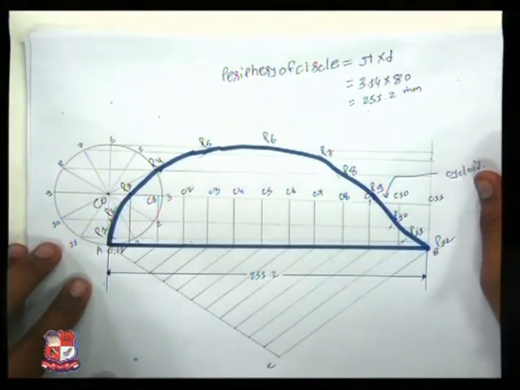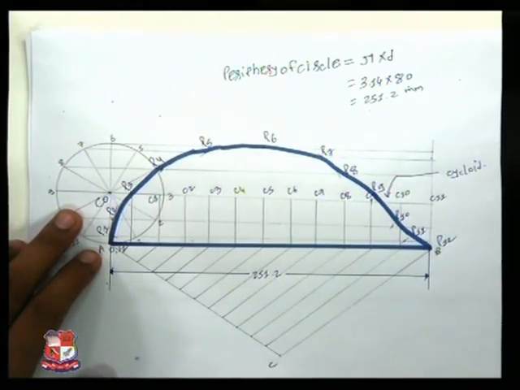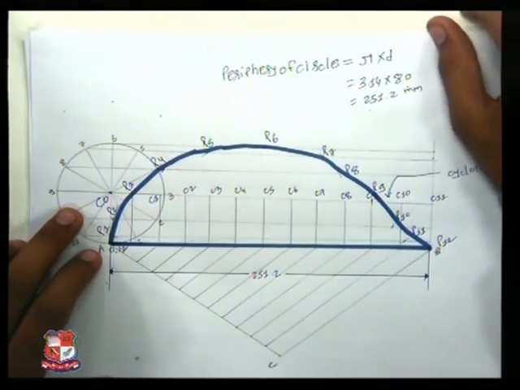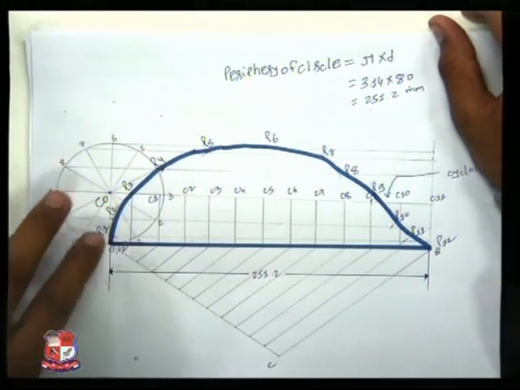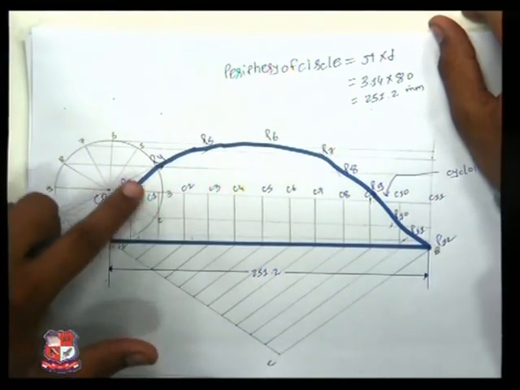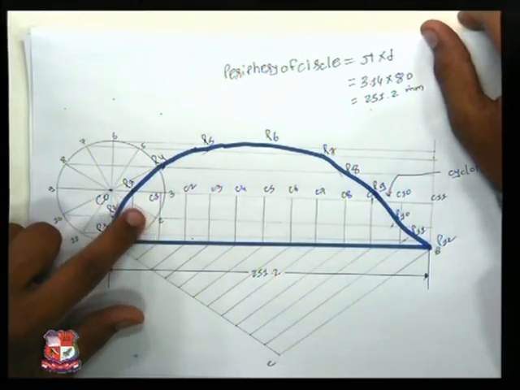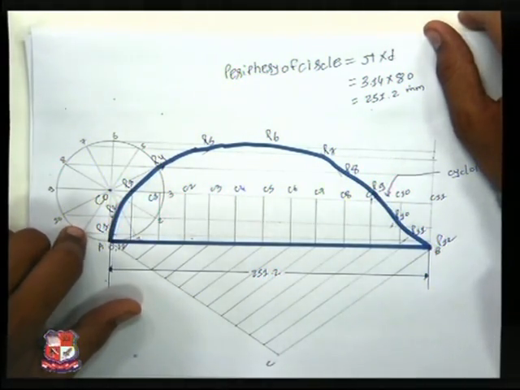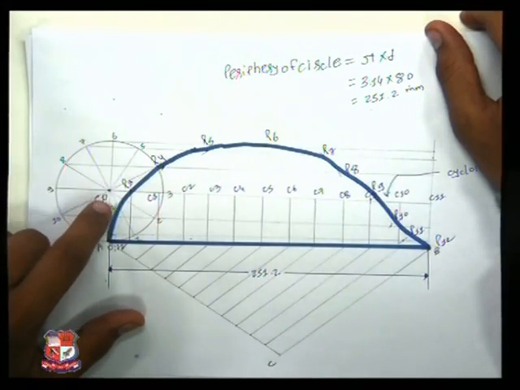Let's have a look at it once again. First of all, we need to draw a cycloid for the 80 mm diameter circle. That's why we have drawn a 40 mm radius circle. We have divided this circle into 12 equal parts, and we have got 1 to 12. Now, a cycloid means that this circle will complete one revolution to trace the curve.